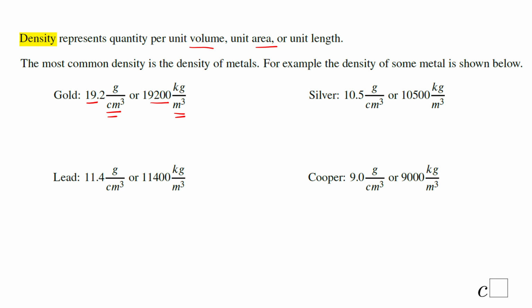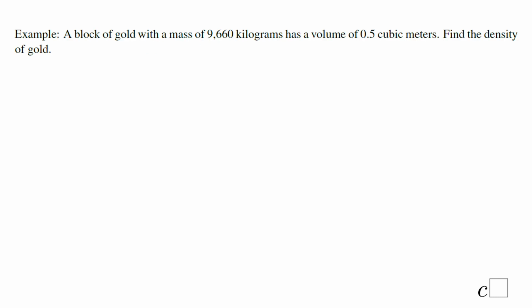These four different metals can help you to remember this formula. Density D equals mass over volume. Okay. Sometimes in some classes, instead of D, you see a different letter, the Greek letter rho. Okay, so let's see the first example.